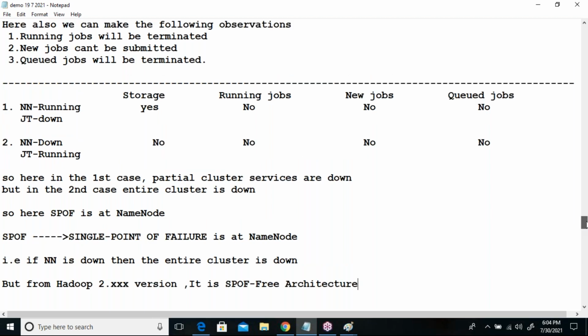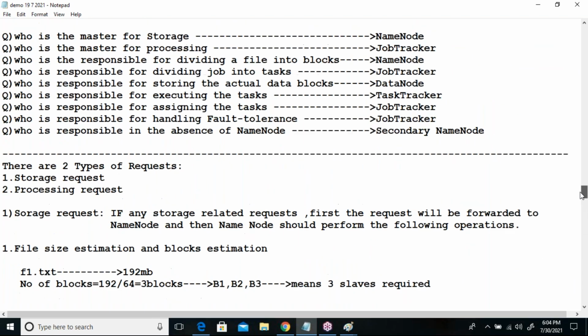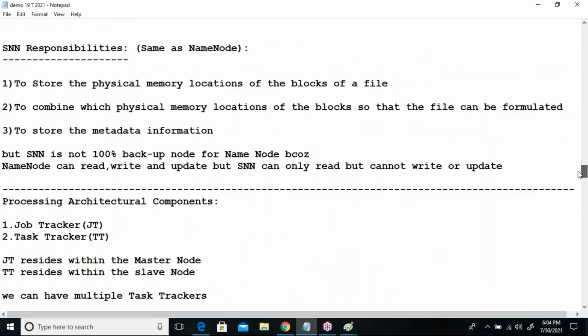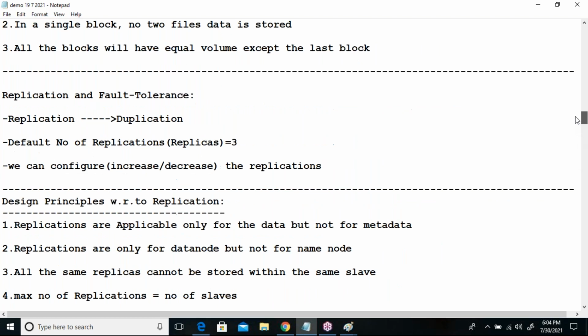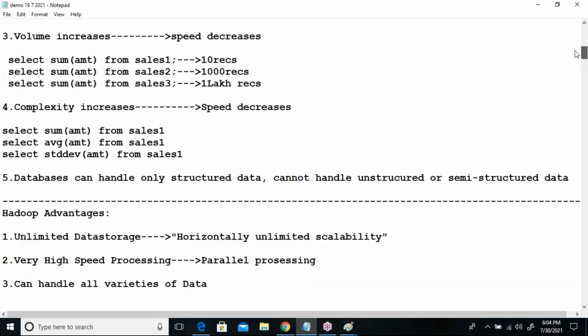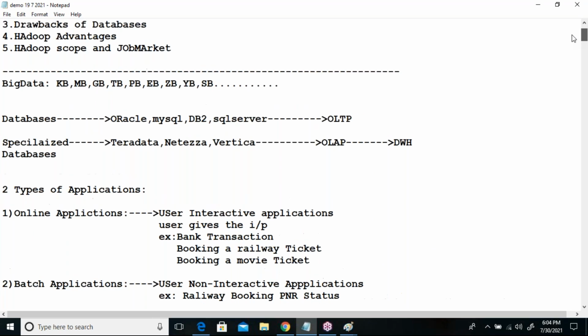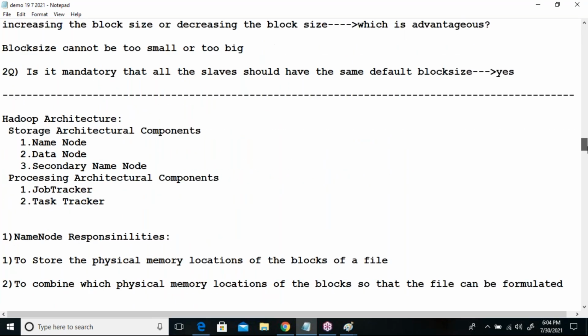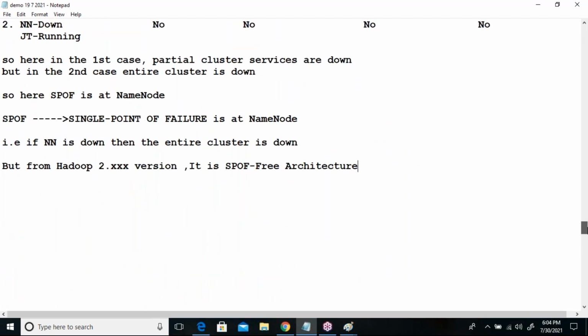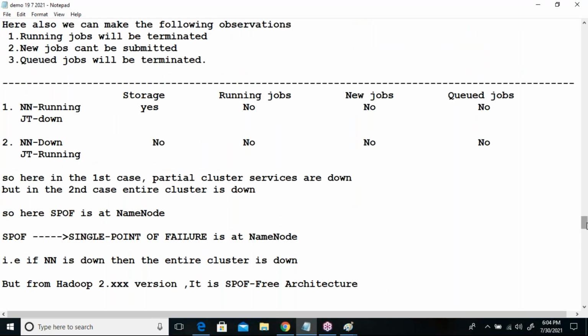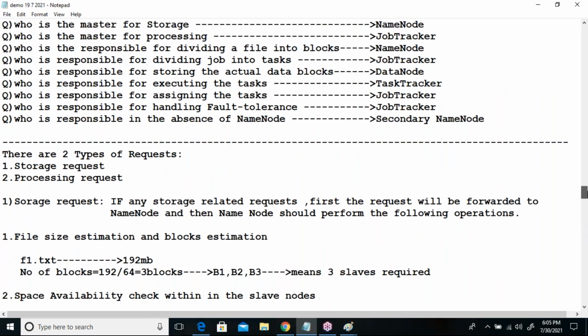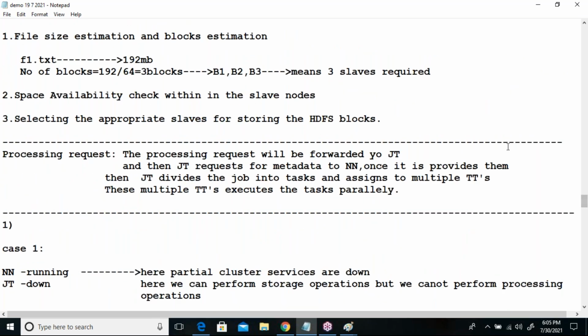Understood, right? What happens if these are down? There are two types of requests: storage request and processing request. What happens to storage and what happens to the processing request? Okay, fine. Understood, right, everyone? Any queries in this?